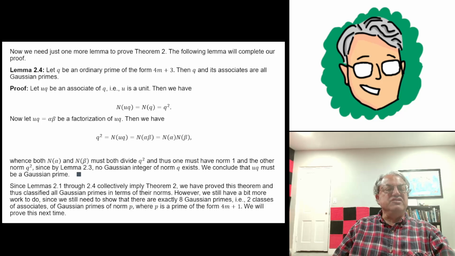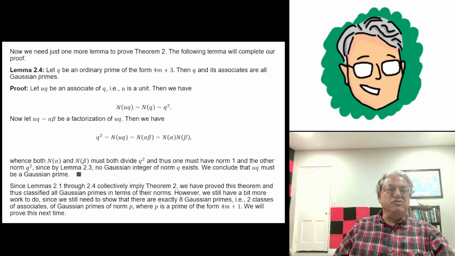But we also said that's equal to the norm of, what's the norm of u times q? Because multiplying by a unit doesn't affect its norm. Norm of units are 1. But we're also saying it's the norm of alpha times beta, which means it's the norm of alpha times the norm of beta. And what can the norm of alpha and the norm of beta be? Well, let's assume that alpha is the one with a smaller norm, or if they're equal, they're both equal to q.